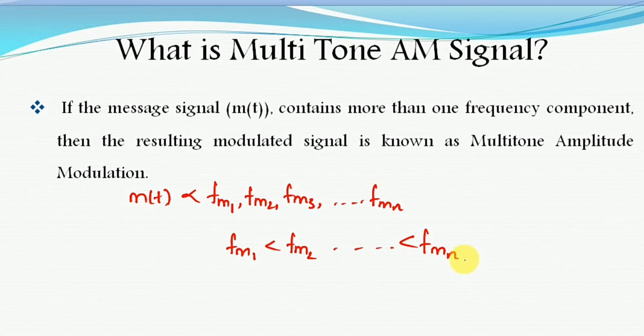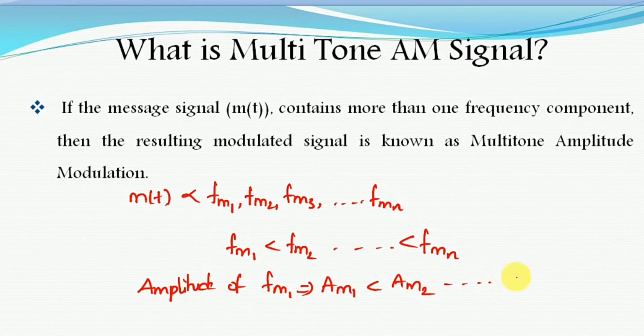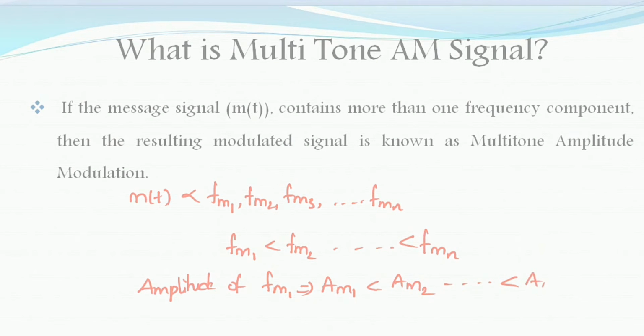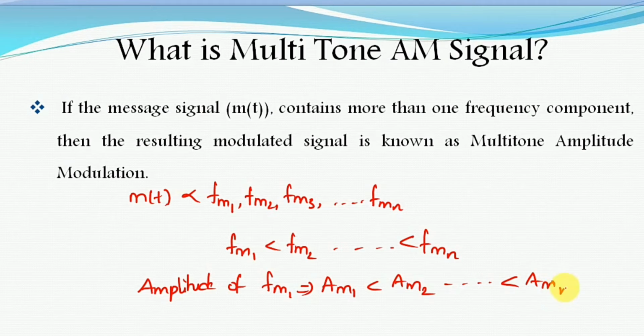So this relation has to be maintained, and also the amplitude of fm1 frequency, let us suppose it is Am1. This amplitude is less than the second amplitude and so on, less than the nth amplitude. Okay. Since the amplitudes are less, therefore from the definition of modulation index, I can write m1 is less than m2 is less than and so on, mn, the nth modulation index. So these are the assumptions that we have to keep in mind while drawing the frequency spectrum of a multi-tone AM signal. So let us see how to draw the frequency spectrum of message signal, carrier signal and AM signal.